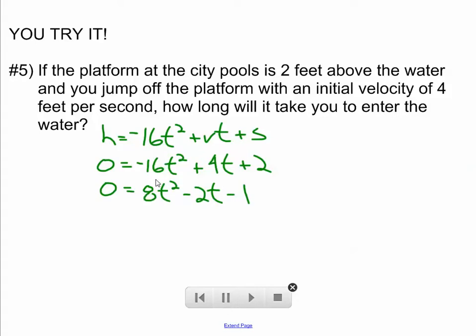At this point, this just makes my life a little easier. If I divide both sides by negative 2, everything here is divisible by negative 2. Negative 16 divided by negative 2 is 8. 4 divided by negative 2 is negative 2. And 2 divided by negative 2 is negative 1. Just makes my a and c values a little bit smaller and easier to work with. I'm going to try and solve this by factoring. You can use the quadratic formula. There's no difference. Could graph it too. Look for its x-intercept.